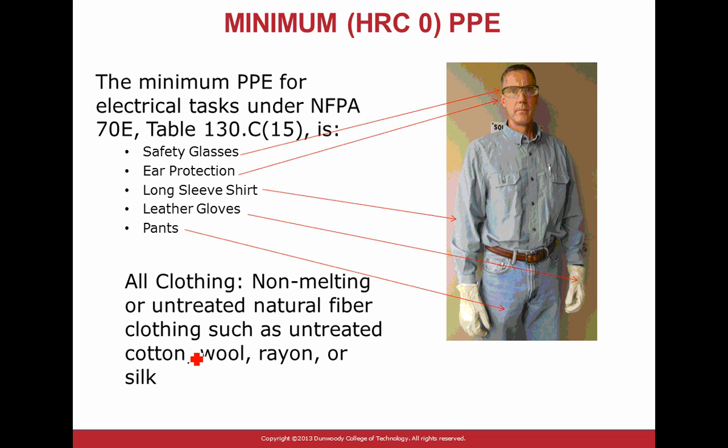Okay, so here's where you guys are protected. Based on that table, we have the safety glasses, and we have ear protection only if there is sound. If you prove that it makes sound, you have to use ear protection. Long sleeve shirt, leather gloves, and pants, all of them non-melting. That's to answer your question. That's category 0: non-melting or untreated fiber clothing, such as untreated cotton. So anything that does not melt. But if you have arc-rated equipment, you're done. If you have an arc-rated shirt, you don't have to worry about what type of cotton you have, treated or non-treated.